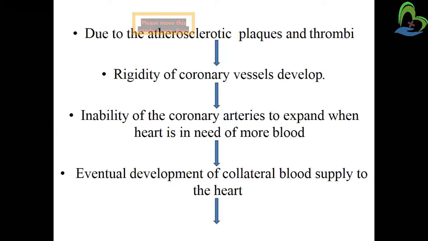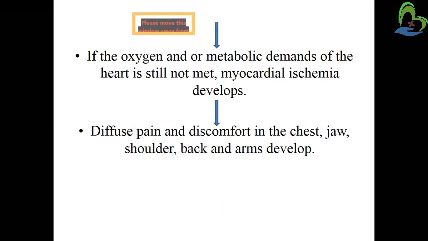So what will happen? It will segregate into the collateral, two-sided blood supply, because the heart is in demand of blood. And if the oxygen and metabolic demands of the heart are still not met, then in that case myocardial ischemia will develop. So definitely they are all striving to get the oxygen.